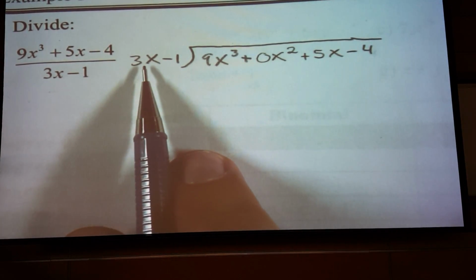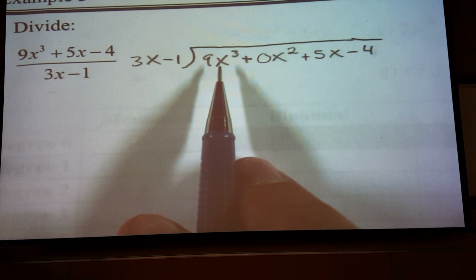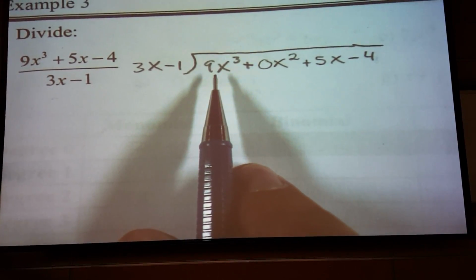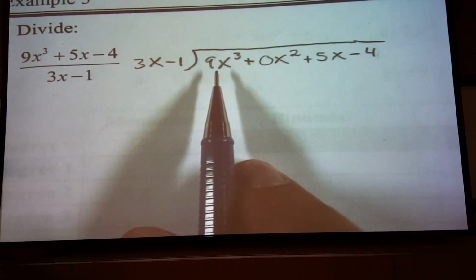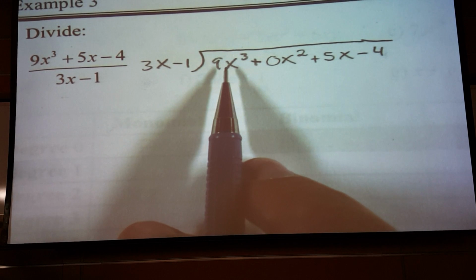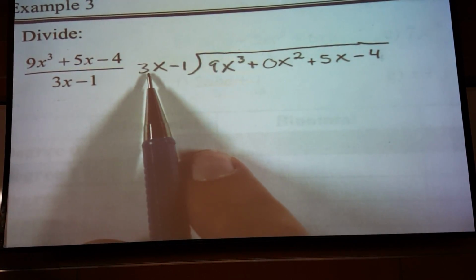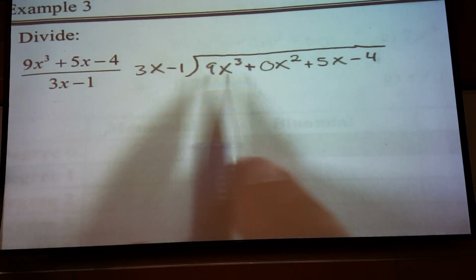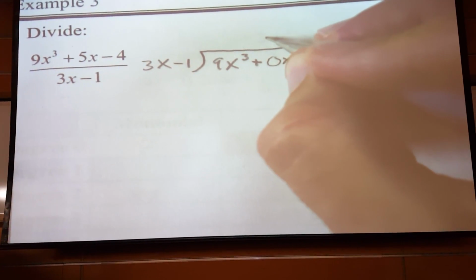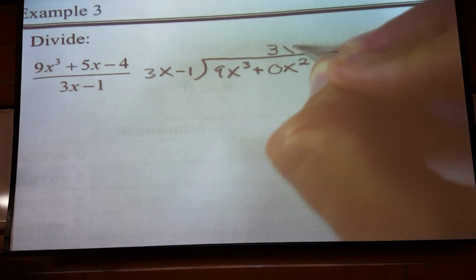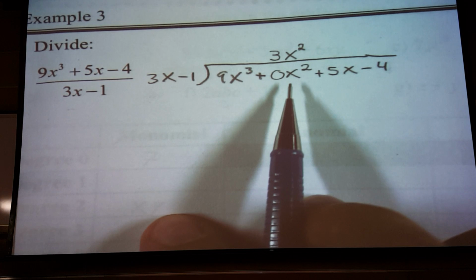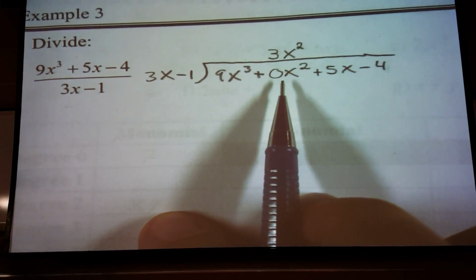How many times does 3x go into 9x to the third? That's right. It goes in 3x squared times. So another way you can ask yourself that question is 3x times what equals 9x cubed? The answer is 3x squared. Notice where I'm writing the 3x squared. I'm writing it over the other x squared terms.